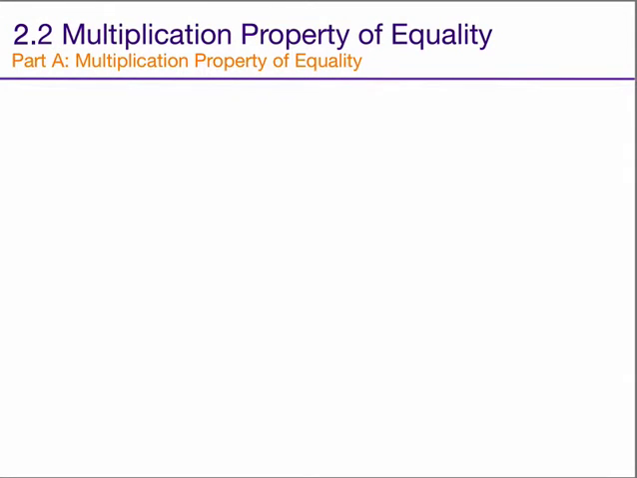In the last section, we were talking about the addition property of equality. This section is about the multiplication property of equality. I can start us off by using a similar example. If I start with a statement that is clearly true and multiply both sides of this equation by the same number, I end up with another statement that is just as true.